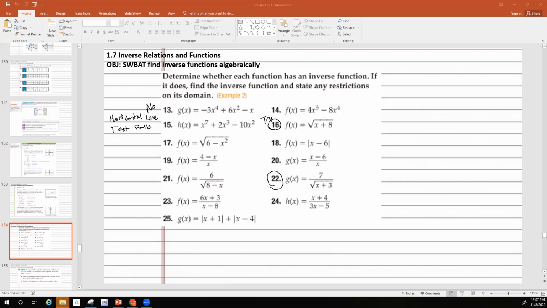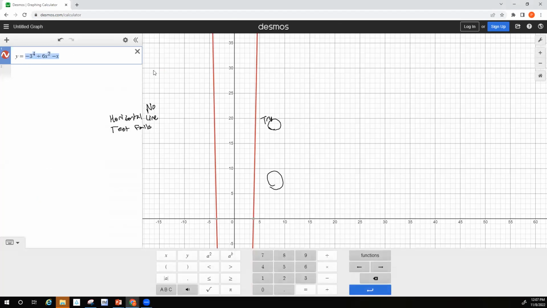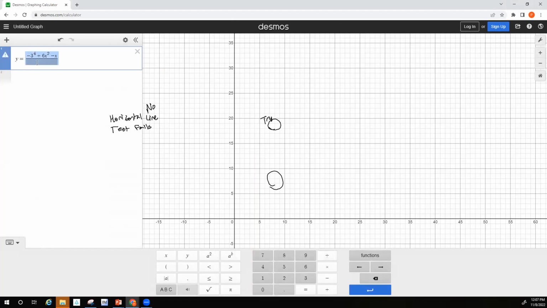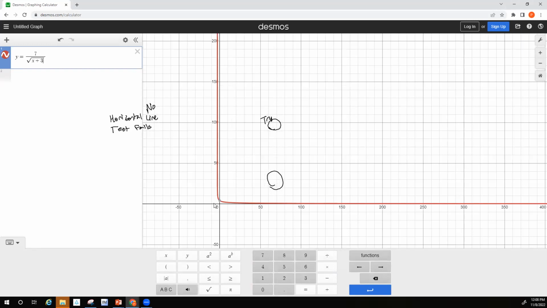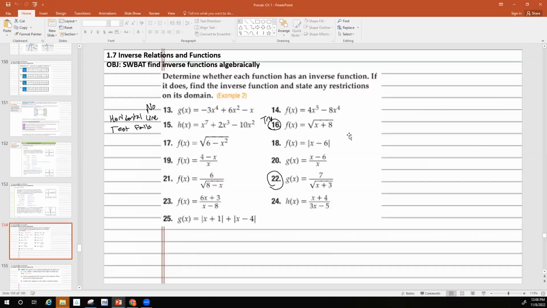Here I'm going to graph g of x equals 7 over the square root of x plus 3. So let's do that. I'm going to click on division first, and then on the numerator I'm going to have 7. On the denominator, I'm going to have square root of x plus 3. There we go. All right. So does that one have an inverse? Yes, it does. It has an inverse function, and the horizontal line test passes. Yay.